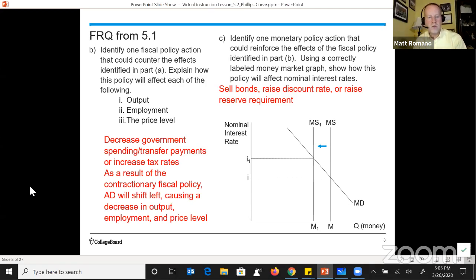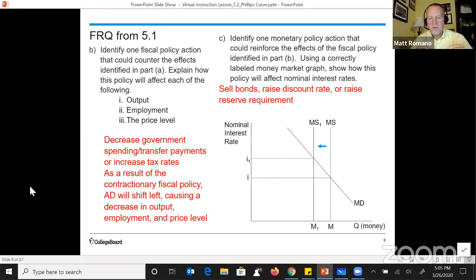And you have to include in some way, shape, or form this causal relationship. Not only did output go down, employment go down, price level go down, why did it go down? What's the cause of that? In this case, it was the leftward shift of aggregate demand that happened because of the contractionary fiscal policy.